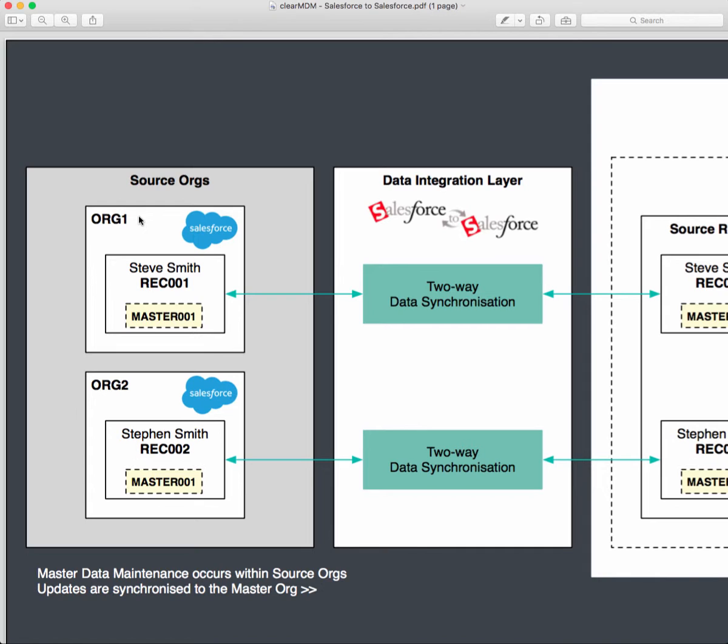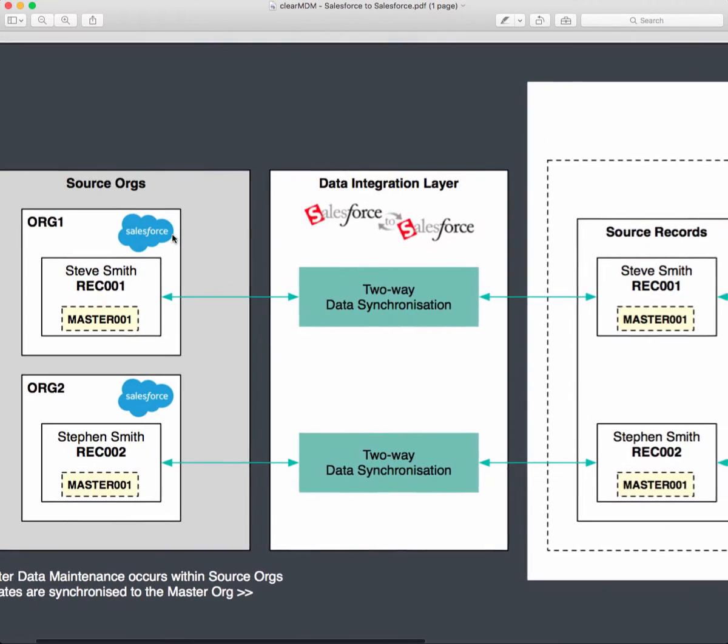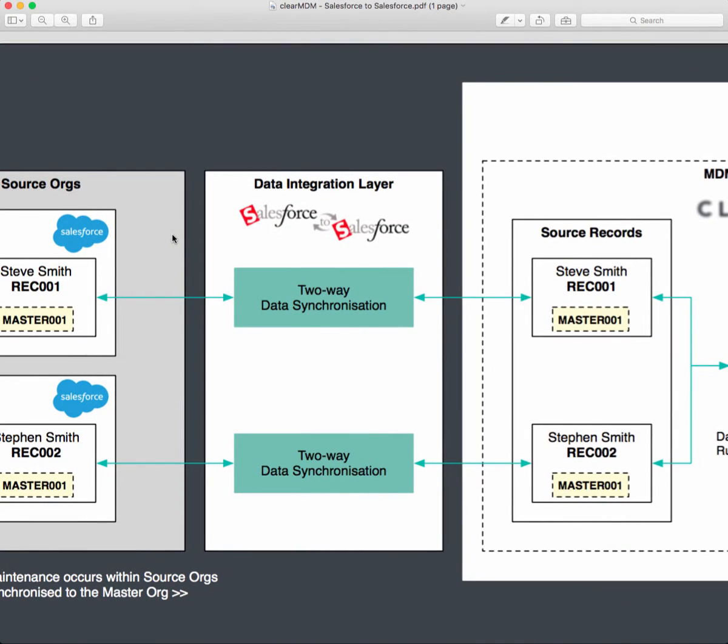To deliver a consolidated view, perhaps in response to reporting, marketing, or support drivers, requires that the master records are synchronized to a central point, the master org. In the example scenario, we can see that Salesforce to Salesforce is implemented to support two-way data synchronization. Salesforce to Salesforce is a standard platform function, configurable by administrators via clicks, not code.